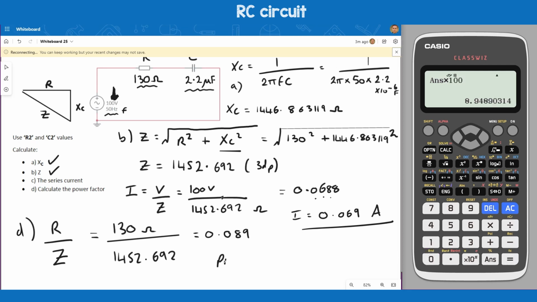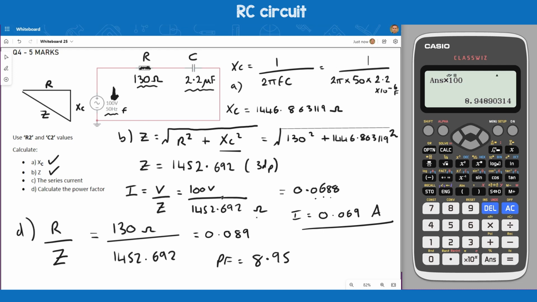So the power factor is 8.95, which is a terrible power factor because we're only getting roughly 9% of our power going through the load or the resistor. But that's what it happens to be.